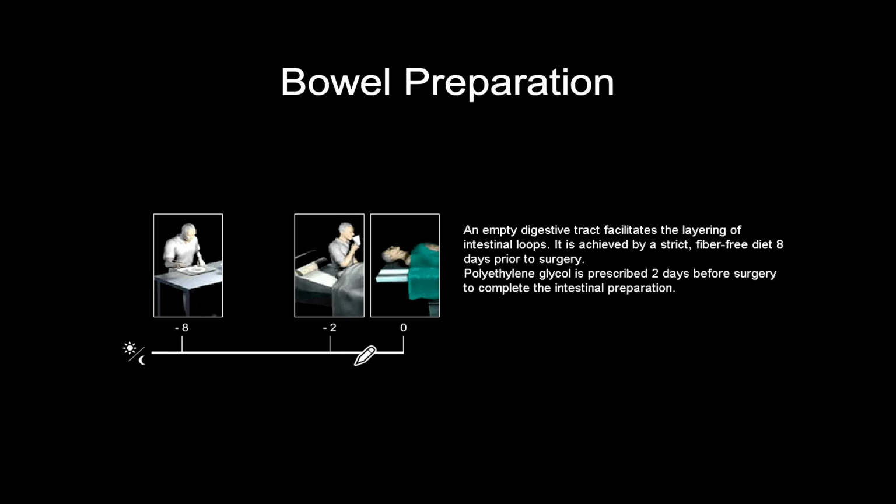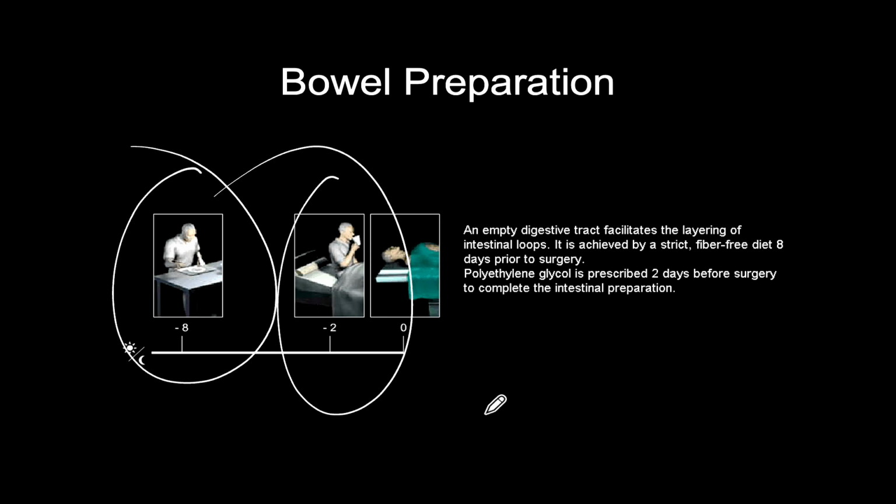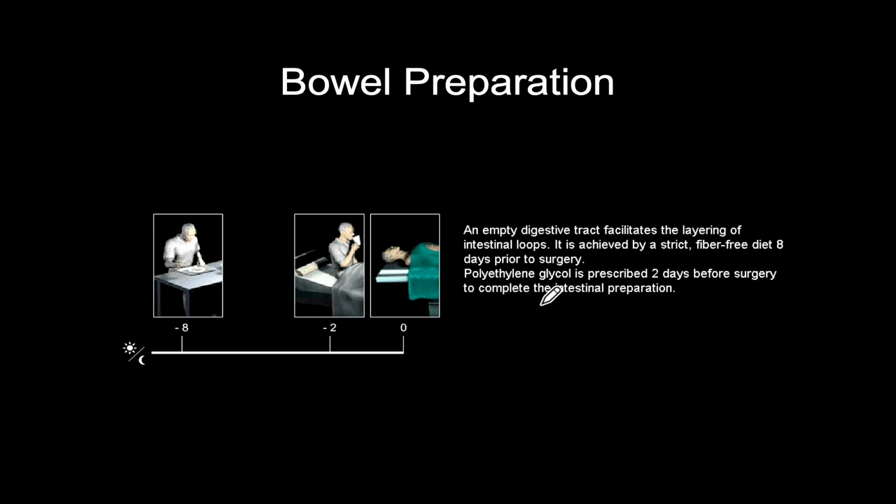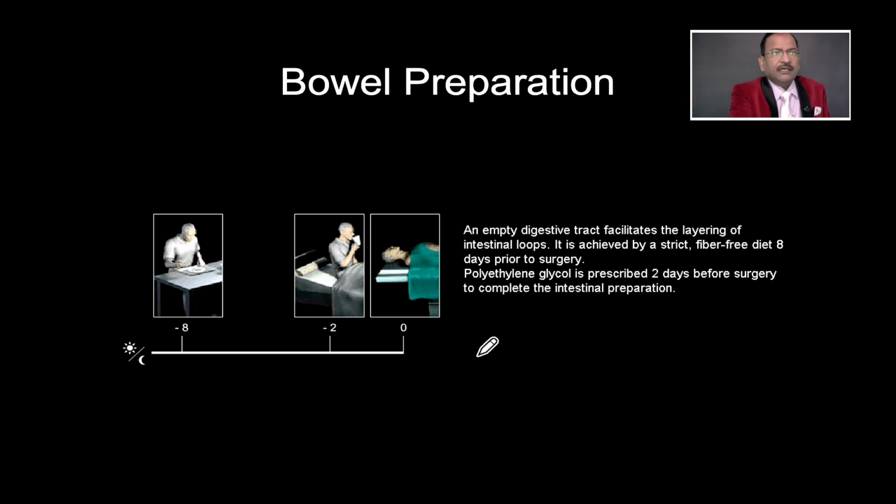8 days before the surgery, we should start a fiber-free diet. 2 days before the surgery, we should give polyethylene glycol. That is Peglec powder. Polyethylene glycol. And on the night before surgery, we can give one tranquilizer so that the patient can sleep well at night. So this is, however, as I already told you, a debate: whether we should give that much strict bowel preparation or not.